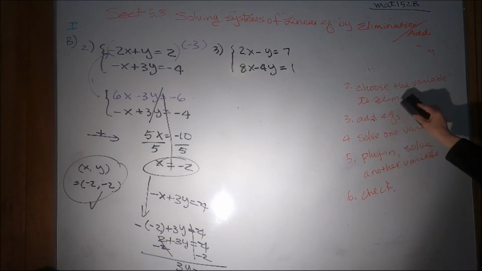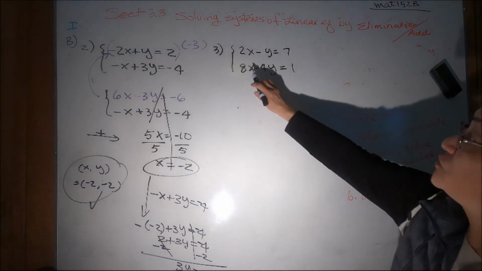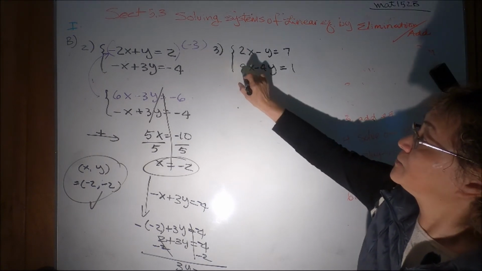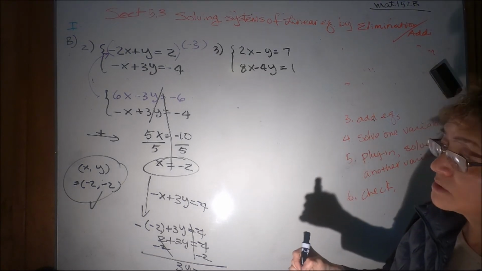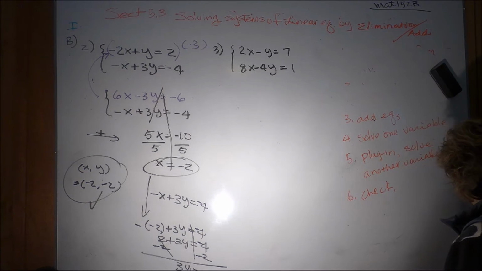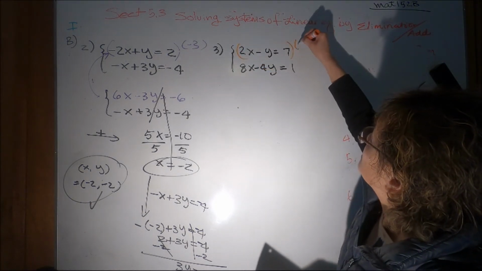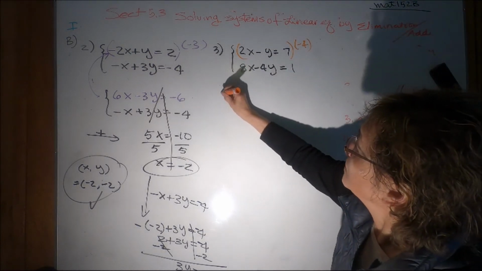Then second one, choose the variable to eliminate. Which one you want to eliminate? X or Y, either way, right? So if I choose for X, it means what? You want to find the same coefficient. So when you add, it can be canceled out. One is positive, one is negative. So to make it the same, I will multiply this by -4, right? Then what do I have?